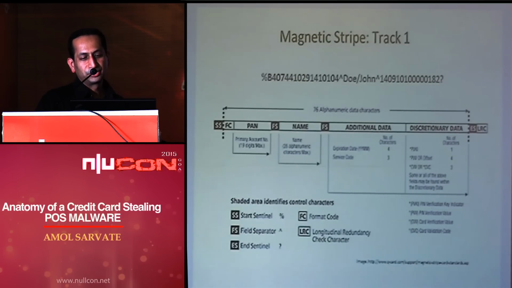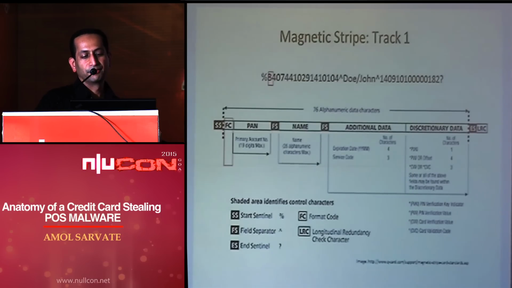So this is typically track 1, the first line, which starts with this %B407 blah blah blah blah. That is basically track 1. And at the bottom, the diagram that we have is the explanation, or the data structure, by which track 1 is arranged. So for example, it starts with SS, and if you see SS at the bottom, it's start sentinel. It's basically nothing but some special character which tells the card reader that this is where the data starts. And in the case of credit cards, it's the % sign.